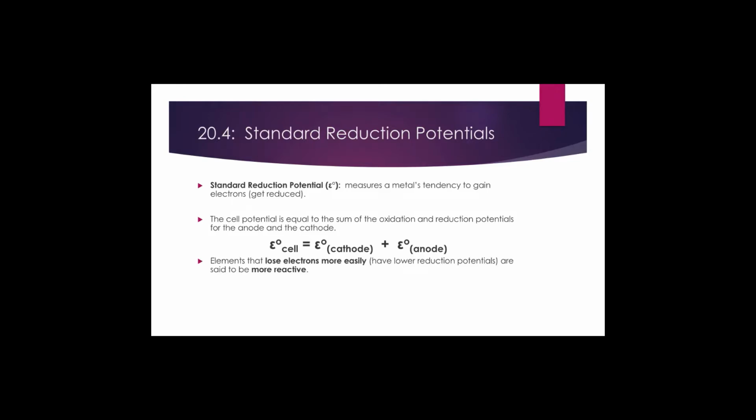Elements that tend to lose electrons more easily will have lower reduction potentials and are said to be more reactive. The species with the higher reduction potential will be more likely to be reduced, therefore it will act as the cathode in the voltaic cell. The other electrode with the lower reduction potential will be less likely to be reduced, therefore it will act as the anode.